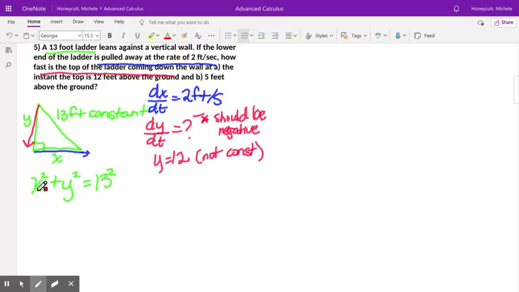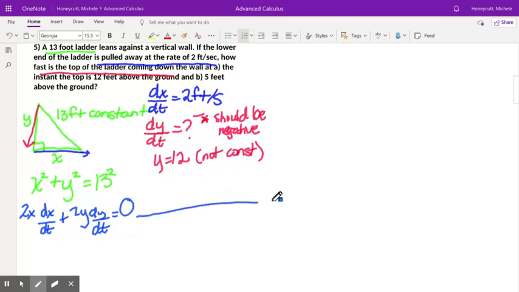All right, so I have a formula that ties everything together. Now I'm going to take a derivative with respect to time. So I have 2x dx/dt plus 2y dy/dt equals the derivative of 13 squared, which is just 0. From there, I'm going to substitute in everything that I know. So let me just bring this up here so I have more space.